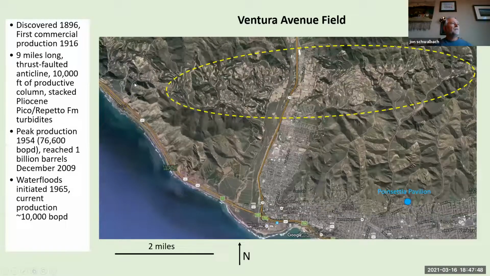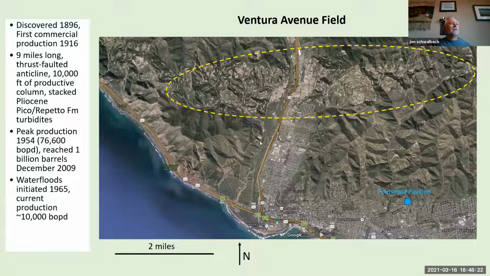So first, a few fun facts about Ventura. Many of you know some of these. Produced for over 100 years. It's a 9-mile long field, thrust faulted, very thick oil column, had peak production over 75,000 barrels back in the mid-50s. It produced 1 billion barrels as of 2009. I don't know what the total is now. And water floods were initiated many decades ago, and it's still producing about 10,000 barrels a day.